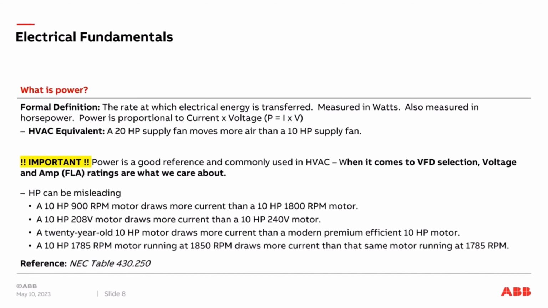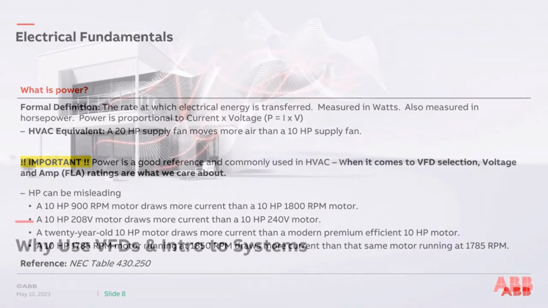A 10 horsepower 1785 RPM motor running at 1850 RPM draws more current than the same motor running at 1785 RPM. So we can refer to the NEC table 430.250 for references of horsepower to current. Remember though, that table is designed for standard motors. So if you have a low RPM motor or a high RPM motor, then you have to do the adders to it.